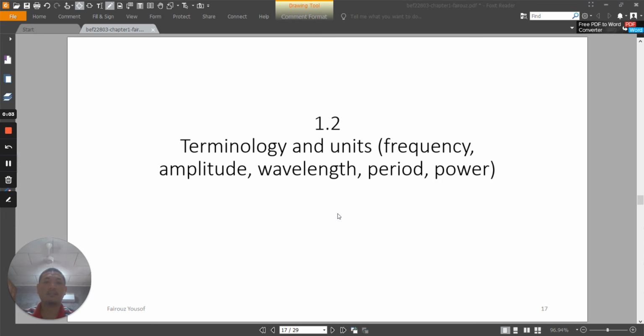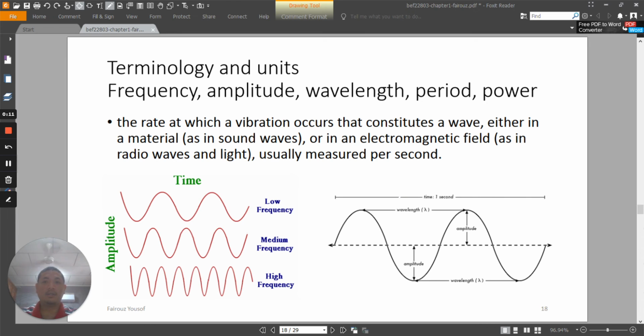Okay, let's go to the next subtopic, terminology and units. This is just basically to recall. So we have time, amplitude, low frequency, medium frequency, high frequency. This is one full cycle, or one complete waveform. The wavelength is in one complete cycle. This is the amplitude and peak to peak here.